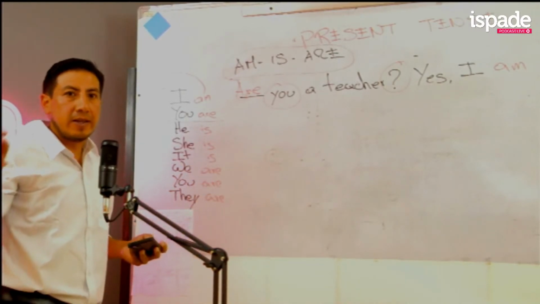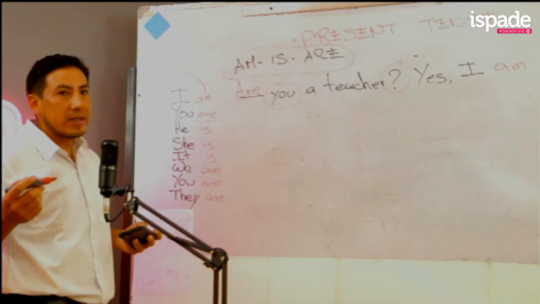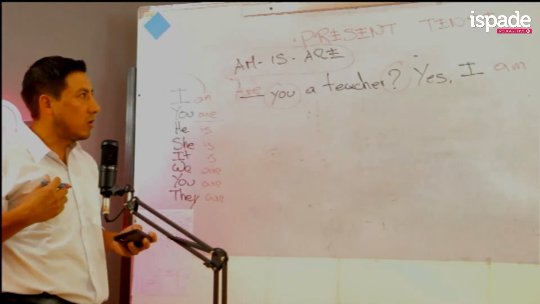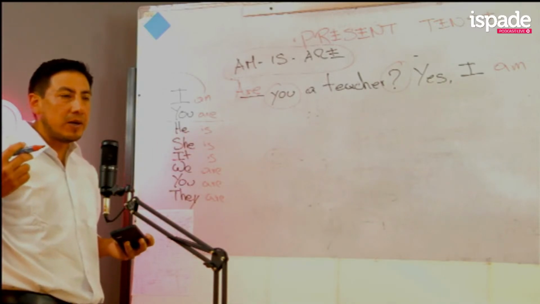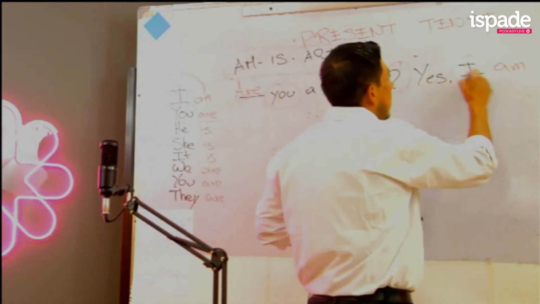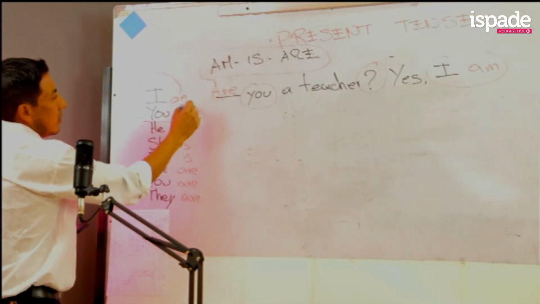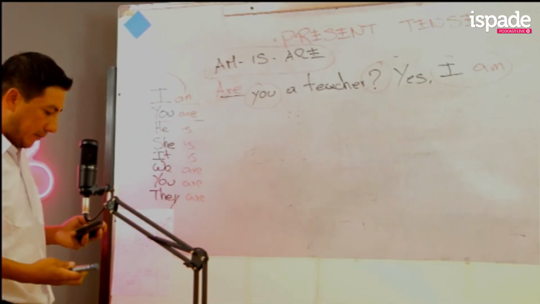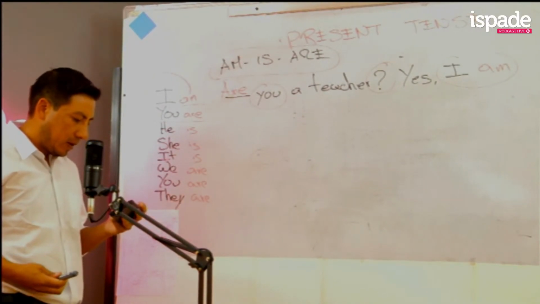You cannot say yes, tú eres. No, it doesn't make sense. But you can say yes, I am. Yo soy, because he is asking or she is asking me, so I have to answer about myself. So yes, I am. You see? I am. So, this is correct. I'm gonna give you another example.